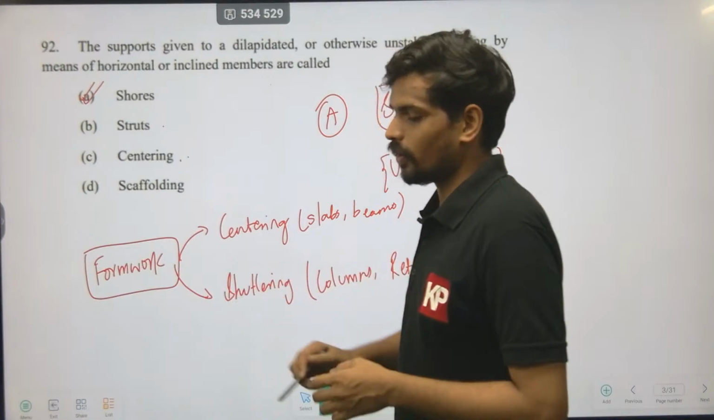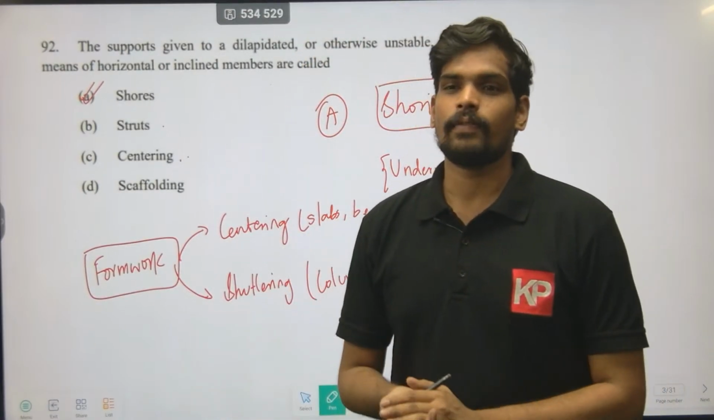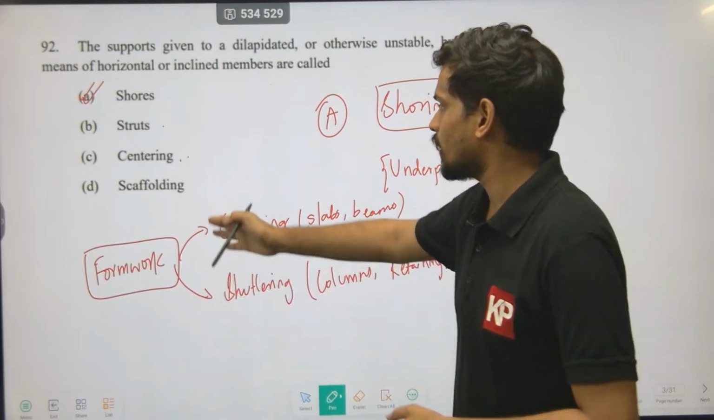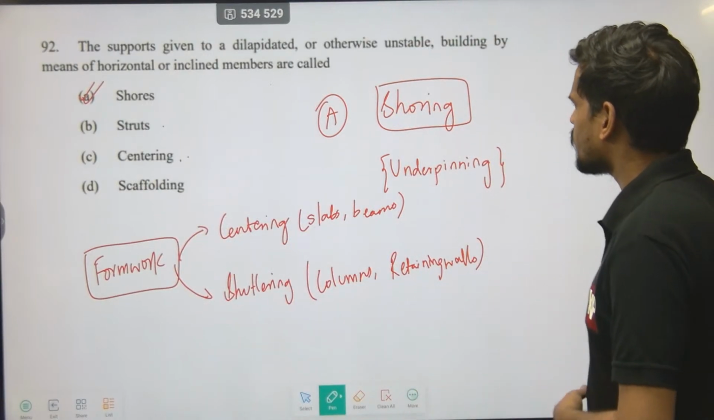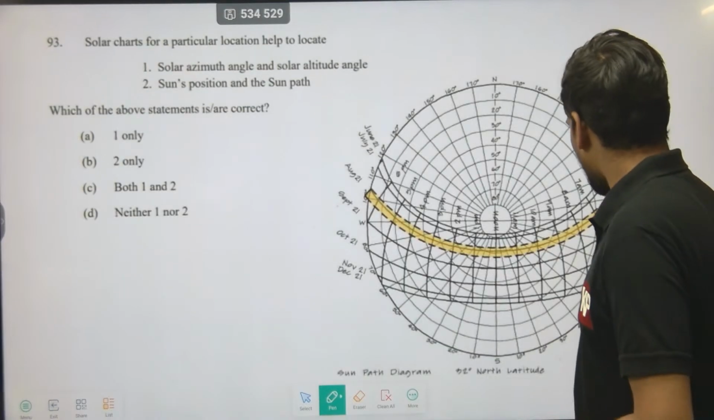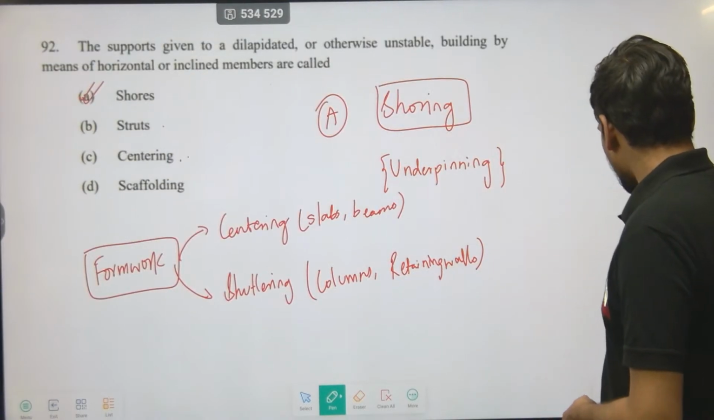I hope you all know that. So if you want to paint the long vertical face of an exterior of a building, you provide work platforms, which is referred to as scaffolding generally. So these are the terms associated with building construction. The relevant answer over here is, however, shoring.